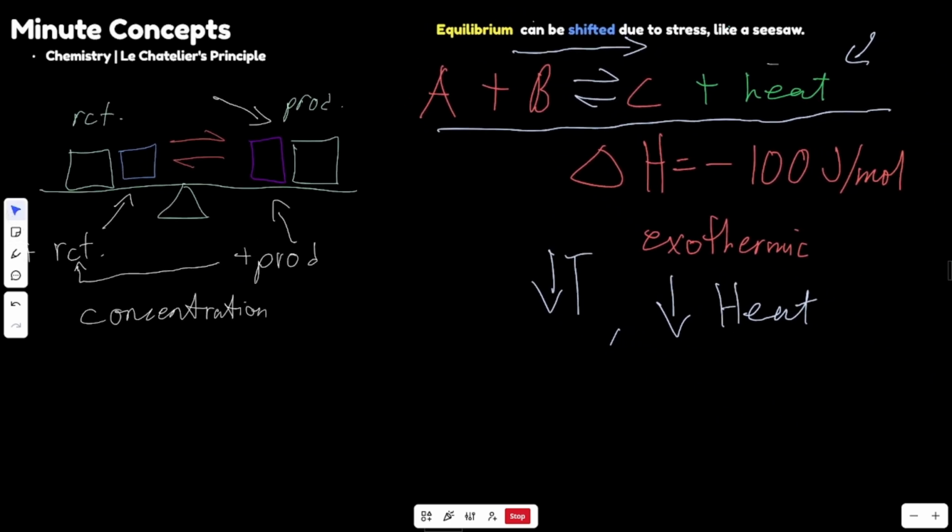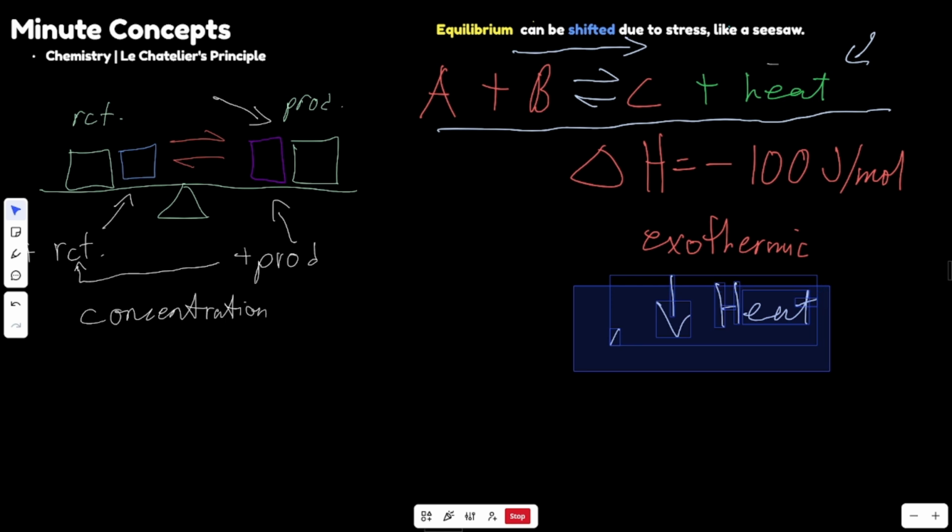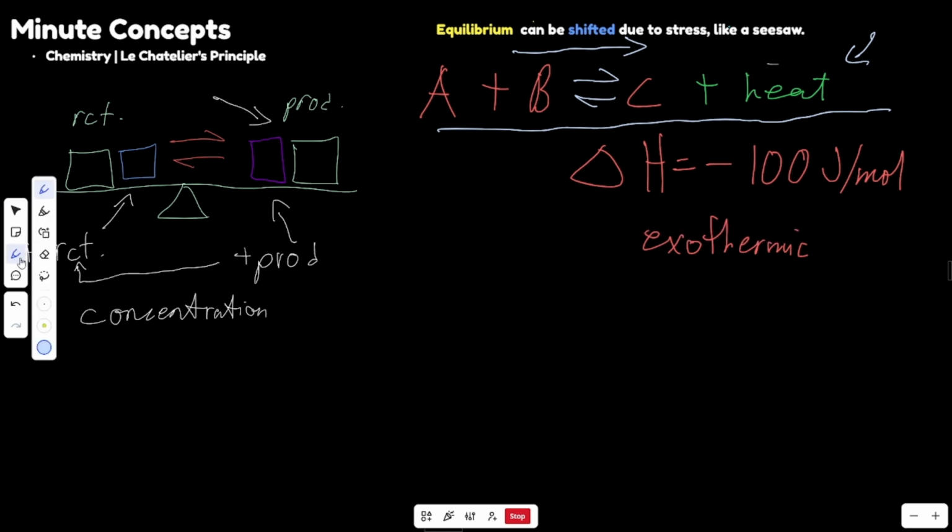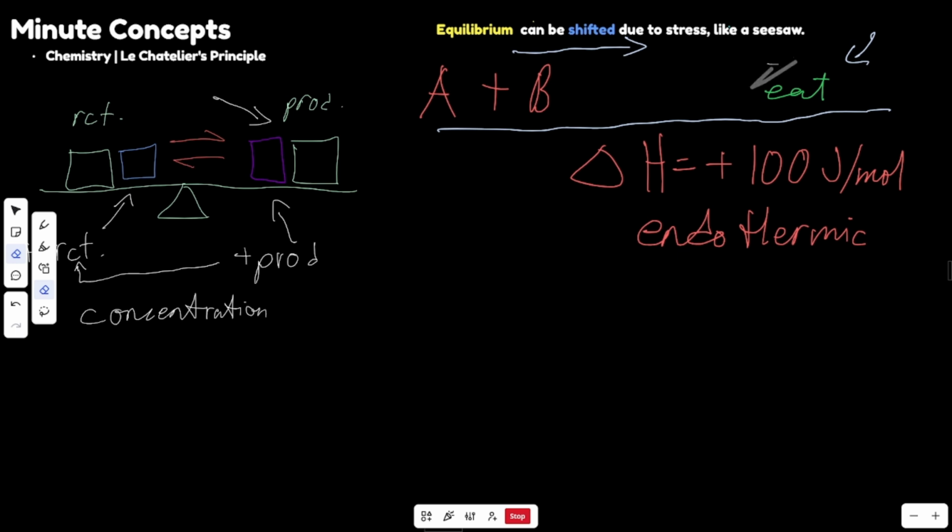Now, what if it's an endothermic reaction? Simply put, we're just gonna make this a plus sign, and I'm gonna change this word to endothermic. Now, what is an endothermic reaction? When we say endothermic, we absorb heat, right? So we're gonna rewrite this.